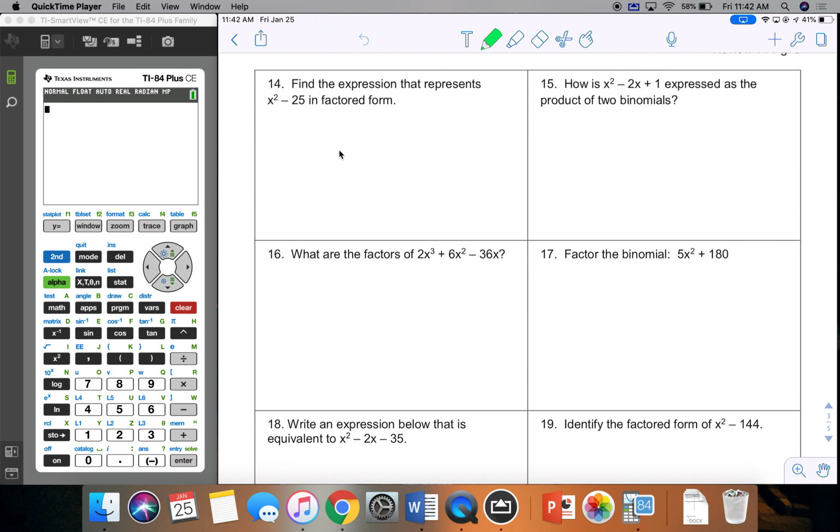This video covers review 11, problems 14 through the end. So, problem 14, they've asked us to find the expression that represents x squared minus 25 in factored form.